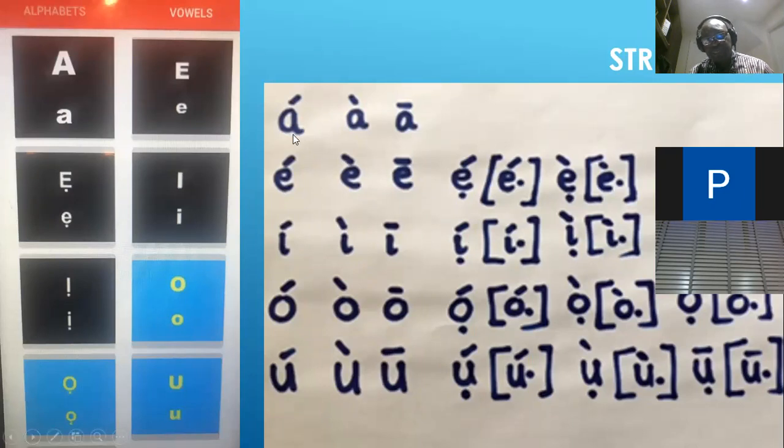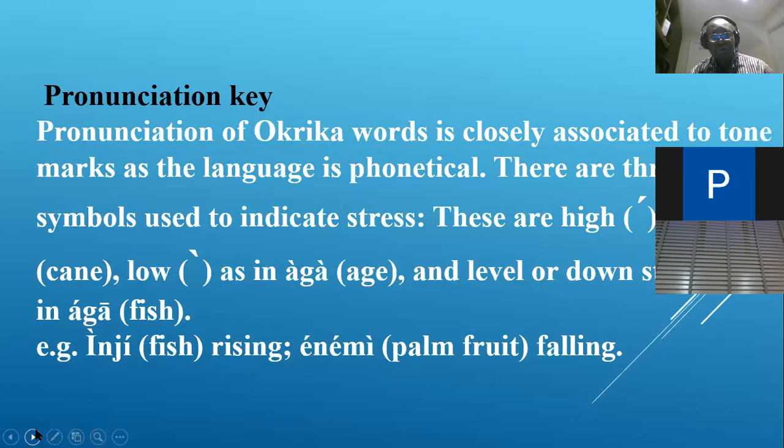So you have the R, A, E, O, U without the dots, and then the A, O with dots. So you have without dots: rising, falling, level; with dots: rising, falling, level, and that's it really. So B and D are the consonants that have stress marks. Once you know them and you know how to voice them, then you're good to go.